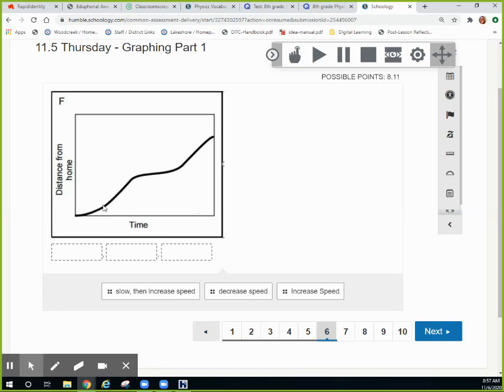Okay, so here we have some curved lines. So let's talk about each part one at a time. Here, we're gradually covering more distance over time. So how will we define that? We're gradually covering more distance over time.